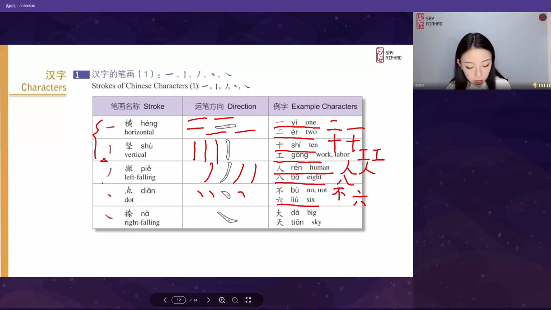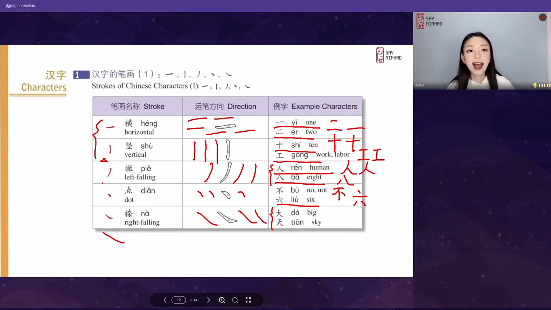The last stroke is the right falling, which is nà in Chinese. Nà, right falling. The direction of writing it is from top to bottom, left to right. Nà. This is right falling. And the example characters are these two. We have already seen left falling and right falling here, and let's see another two examples.